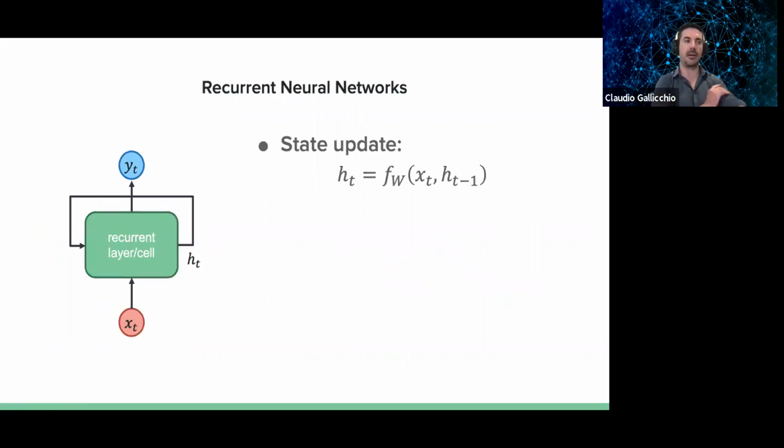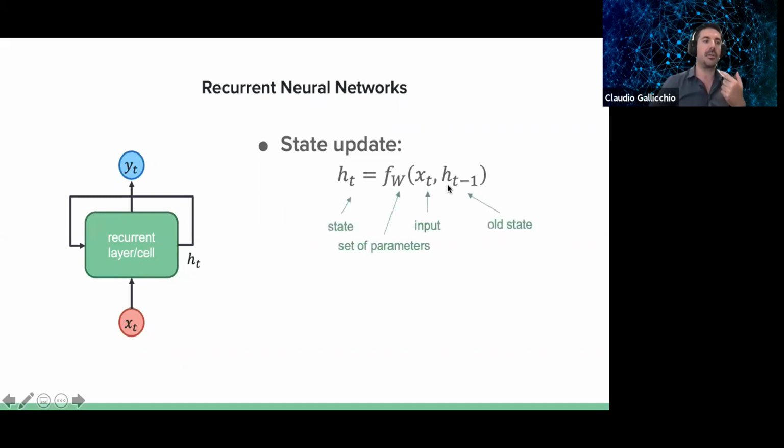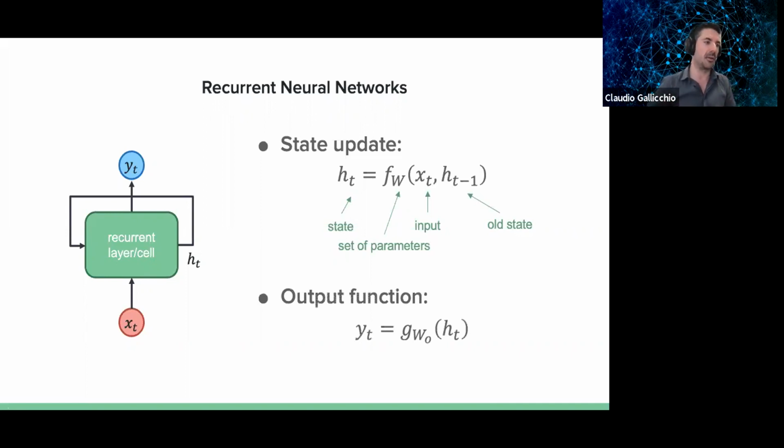Okay, so coming to a mathematical formulation, we can see that in our architecture we now have two components. The basic component is this recurrent layer or cell that is indicated in green. This in practice computes the state update function. So it computes a state h_t that depends on the input at the current time step and on the state in the previous time step. So in practice, this intermediate layer of our architecture computes a representation of the entire input history up to that moment in time. And then an output function, indicated in blue here, is used to compute the output. So starting from the state, we manipulate the state in order to compute the output.